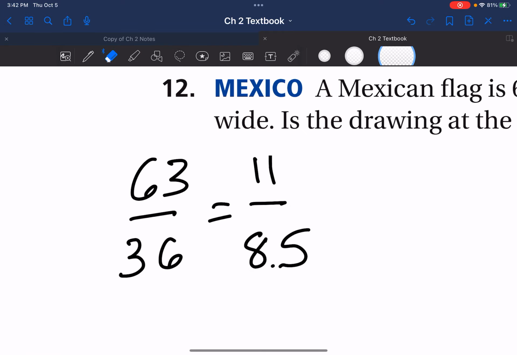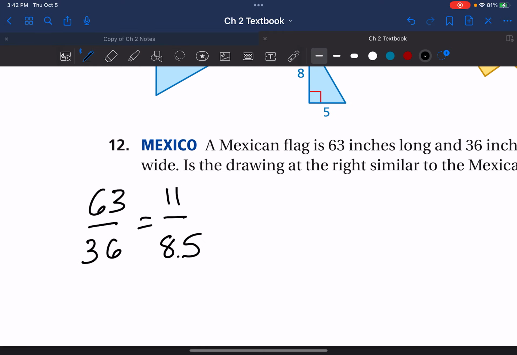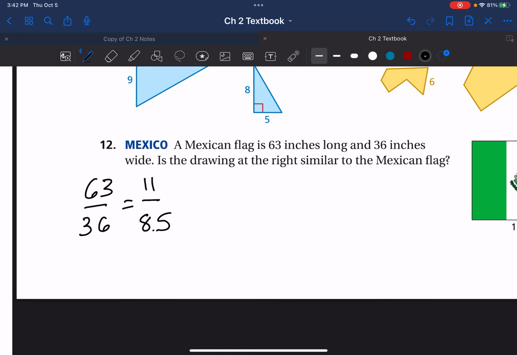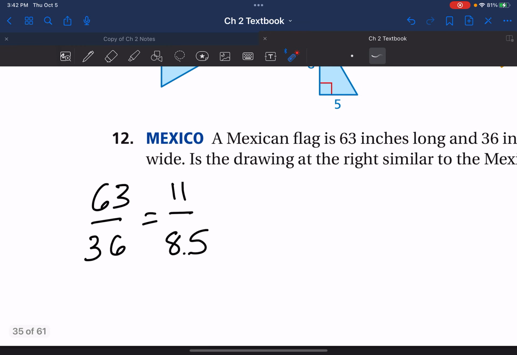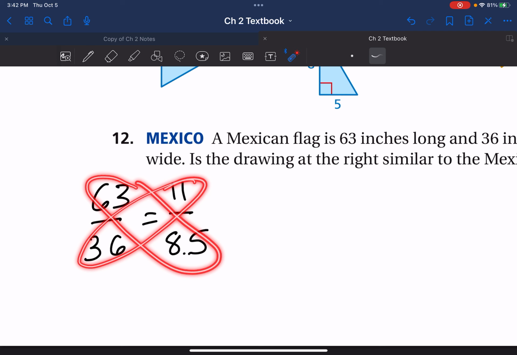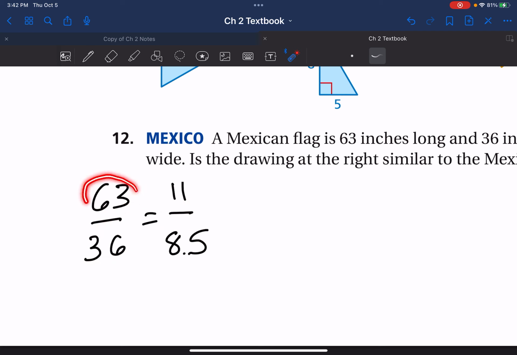Now that we've set up the proportions, we can check to see if they are the same. Now, I'm going to teach you right now another way to check, because obviously it's going to be weird to make these into the same fractions, right? You can actually do cross products, and if they equal the same number, then they will be proportional. Cross products just means you're doing it diagonally, right? So here's what I'm saying. Take 63 times 8.5.